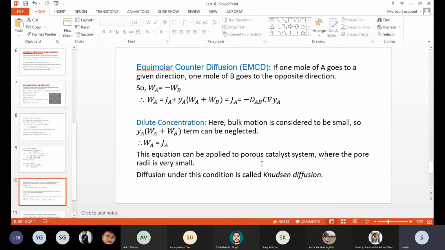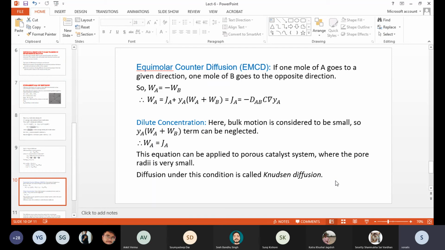This equation can be applied to a porous catalyst system, a solid catalyst system where the pore radius is very small. If the pore radius is small, those are capillary pores, and there is a high resistance for the reactant molecules to enter inside the pore. So inside the pores the concentration is very small. If so, we can consider the case of dilute concentration inside the pore. Then WA is equal to JA. This type of diffusion under this condition is called Knudsen diffusion.